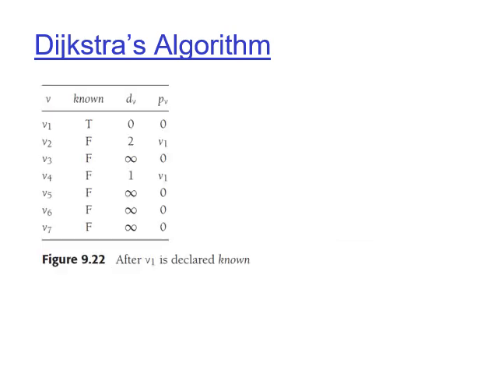Now, after V1 is declared known, that means we have discovered V1. Now you can see in the known column, the current value of the known variable for V1 has become true. dV is 0 and V1 has no predecessor, right? It has no predecessor because this will be the root of the tree, right?